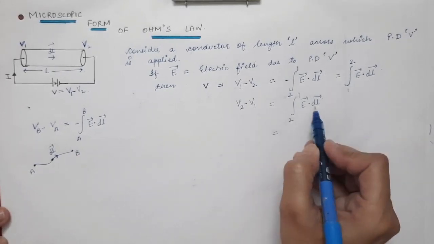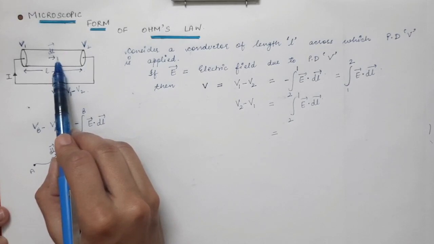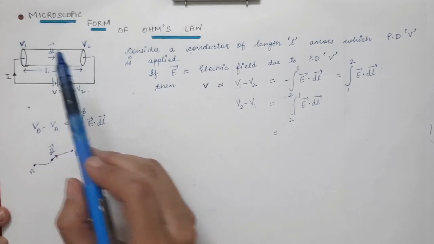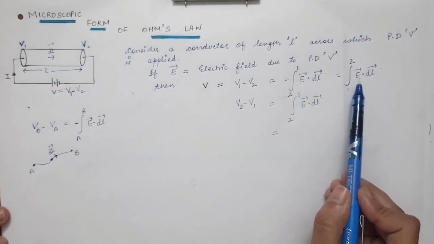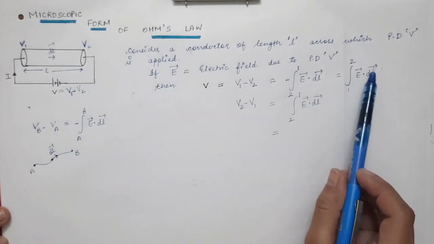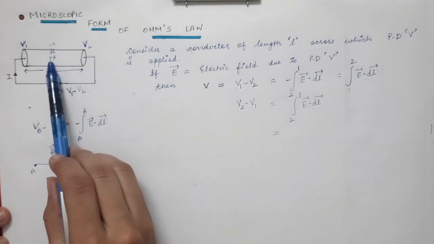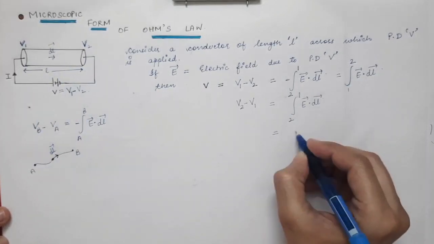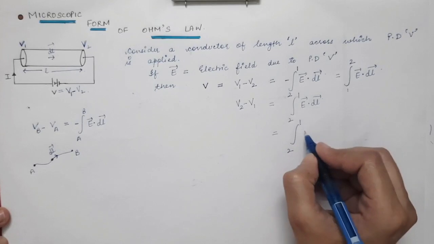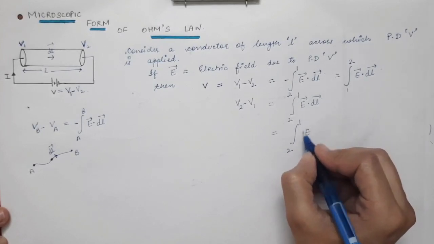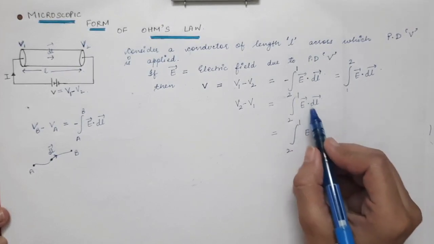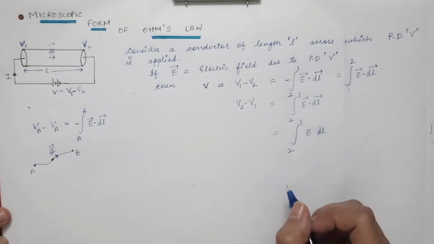Now the DL vector is in this direction, and we have already said that the electric field is also in this direction. In addition, we have said that the electric field is uniform, its magnitude is constant everywhere inside the conductor. So what will be E vector dot DL vector in the integral from 2 to 1? It will be just equal to the magnitude of electric field E into DL into cos of 0 degree, because E vector is parallel to DL vector. So that will be just equal to 1.